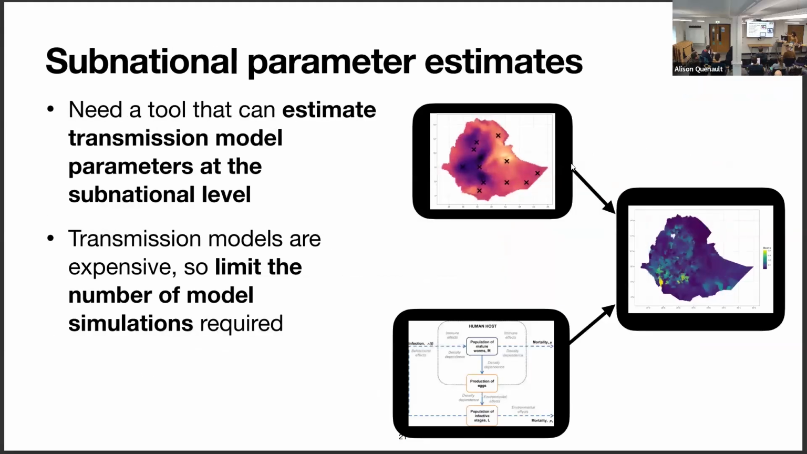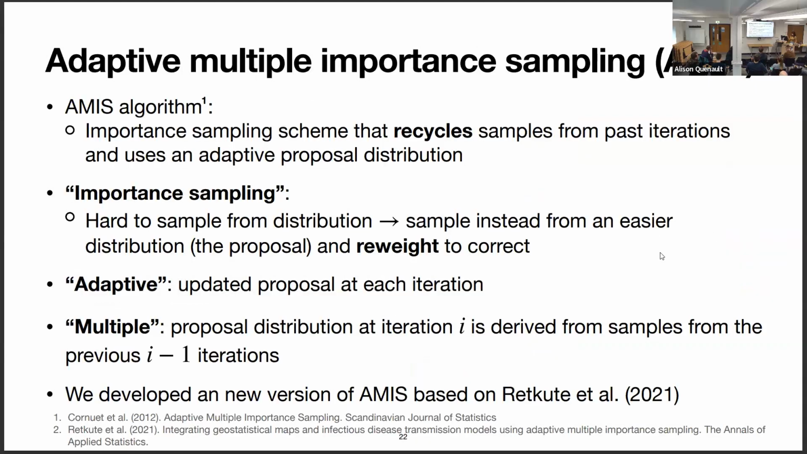So the next step is that we take the geostatistical map samples, which is technically a posterior distribution, but we're just pretending that it's data. Then we take our transmission model and we generate these subnational parameter estimates. But these transmission models are quite expensive in a lot of cases. So for each of these different subnational regions, we don't want to be drawing hundreds of thousands of simulations. We want a way to estimate for each of the regions our parameter, for example K, but not have to run as many simulations. And so we're using adaptive multiple importance sampling. It's an importance sampling scheme that recycles the samples that you've drawn at previous iterations rather than throwing them away like you would normally do.